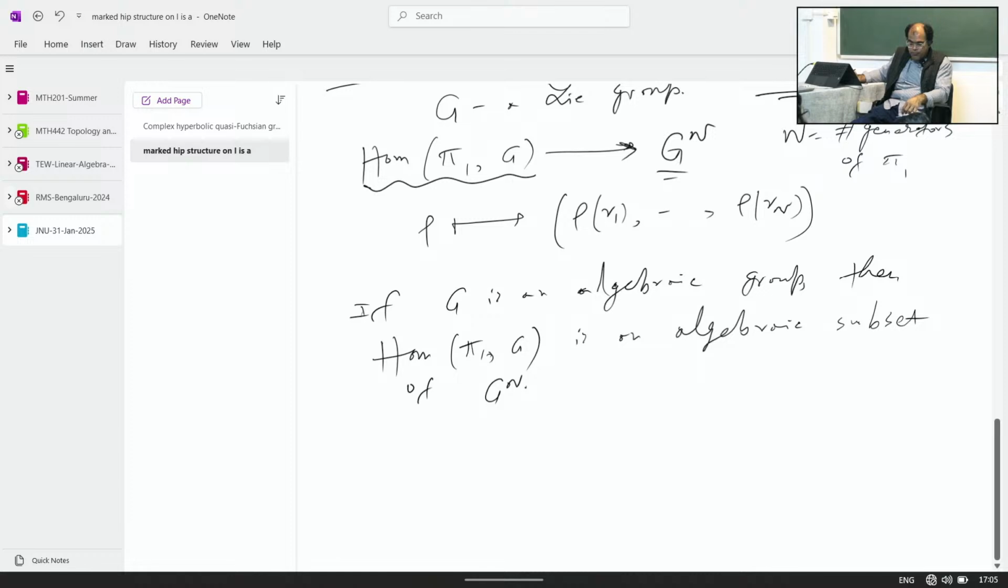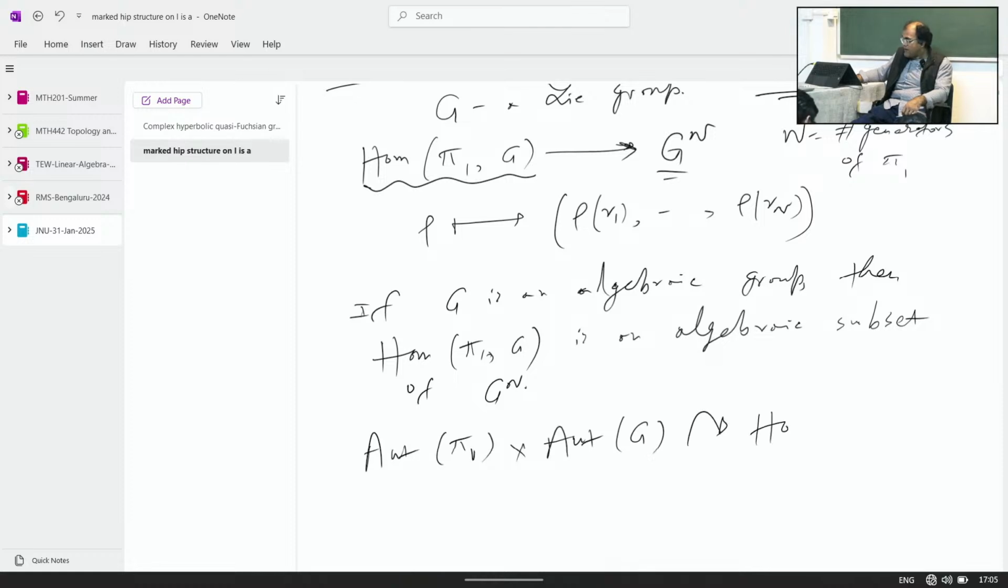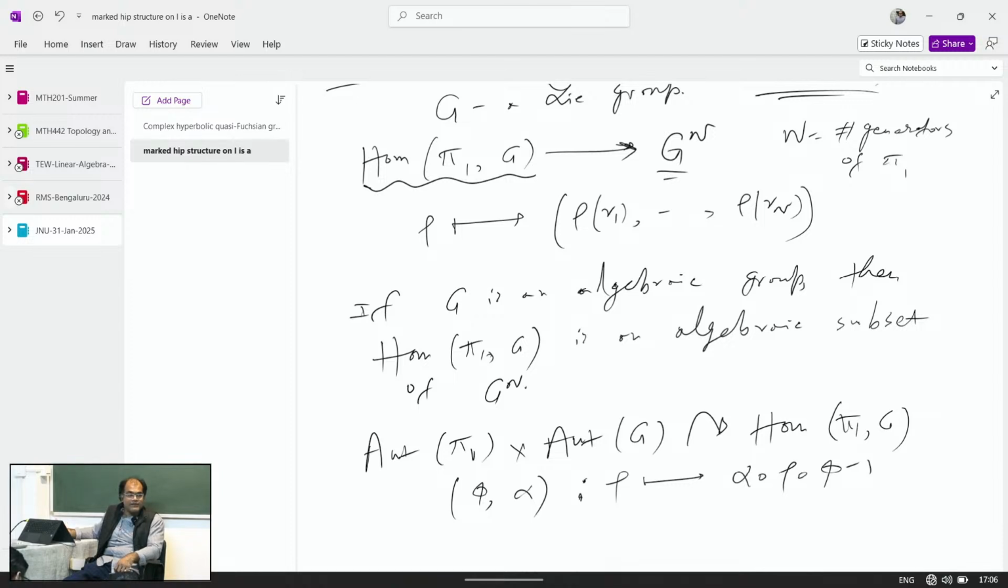Okay. So now the point is, the group Aut(π1) times Aut(G) has a natural action on Hom(π1, G), and the action is given by this. You take (φ, α), you take an element ρ from Hom(π1, G), then this goes to α composed with ρ composed with φ inverse. This is a natural action, yeah.